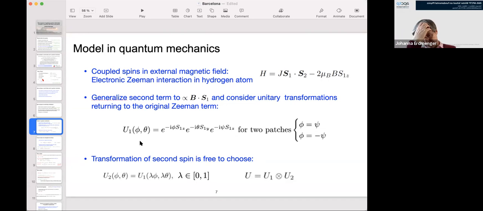By using this unitary transformation to act on this interaction term between the first spin and the magnetic field, we can always bring the interaction into this form. Then the second spin, since it doesn't interact with this magnetic field, we can transform however we like. What we choose is to introduce a parameter lambda which goes from 0 to 1, and we just turn the second spin by just a fraction of this first transformation. So we look at a total unitary transformation acting on the first and on the second spin, which is essentially just the product of these two operations. This acts on the first spin, this acts on the second spin.